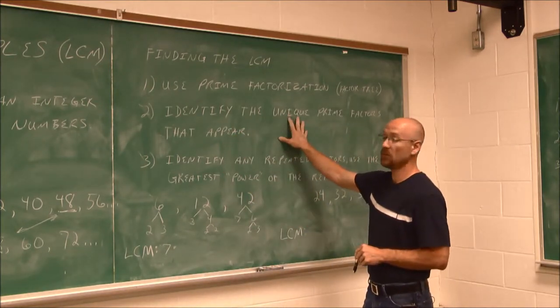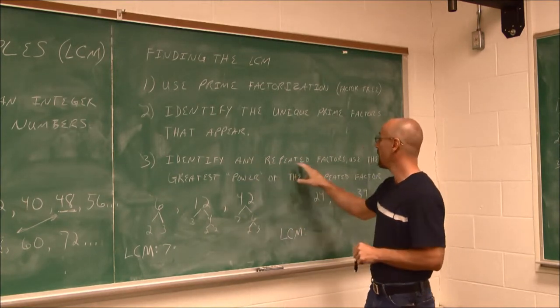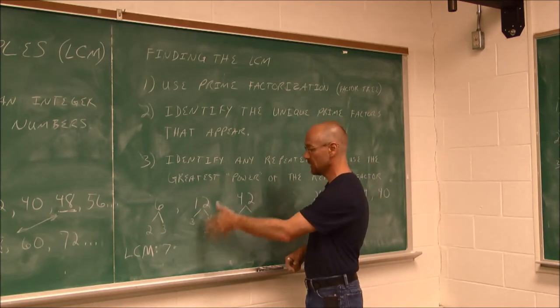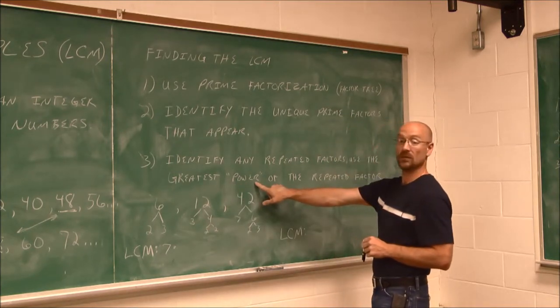So I identified the unique factor. It is part of my least common multiple. Now identify any repeated factors. Well, we see that 2 repeats in all of them. This one has a 2, and that one has a 2, and this one has a 2. Use the one of the greatest power.